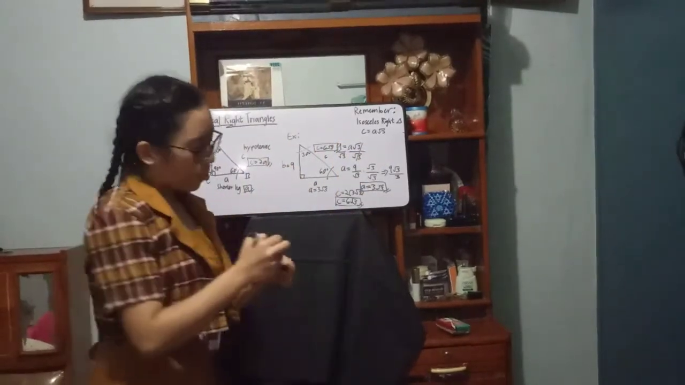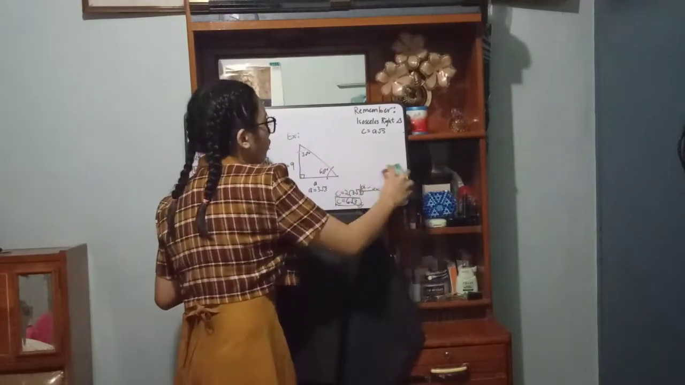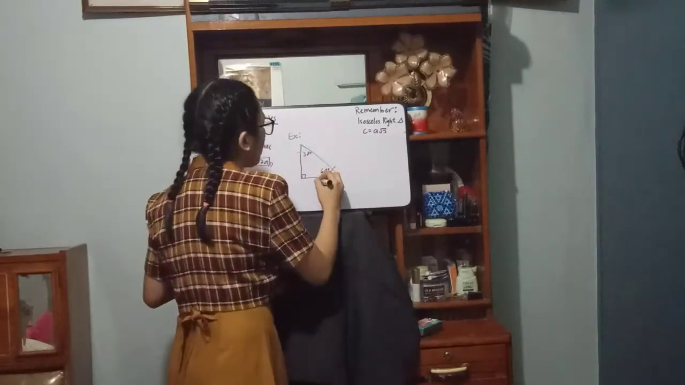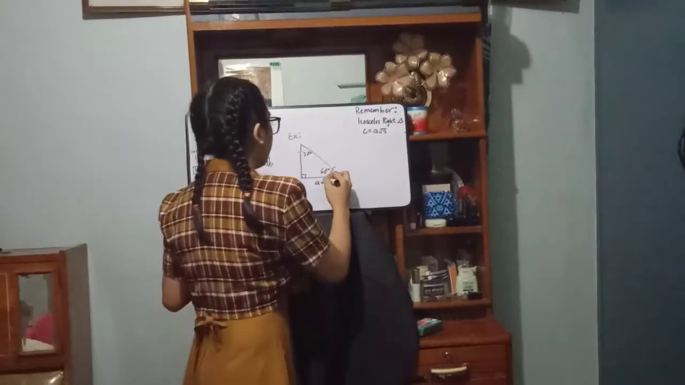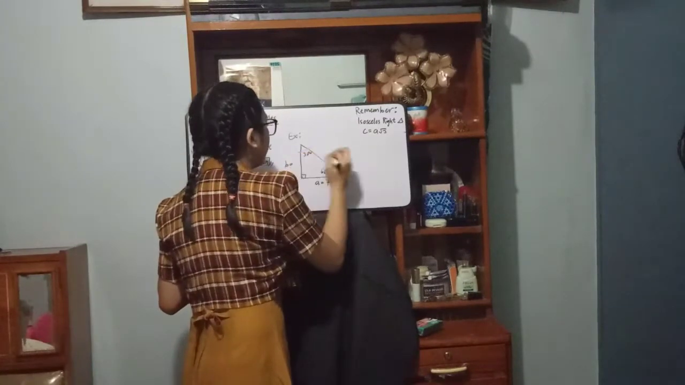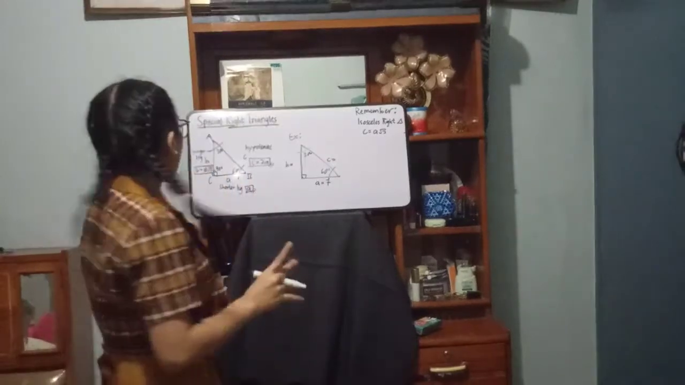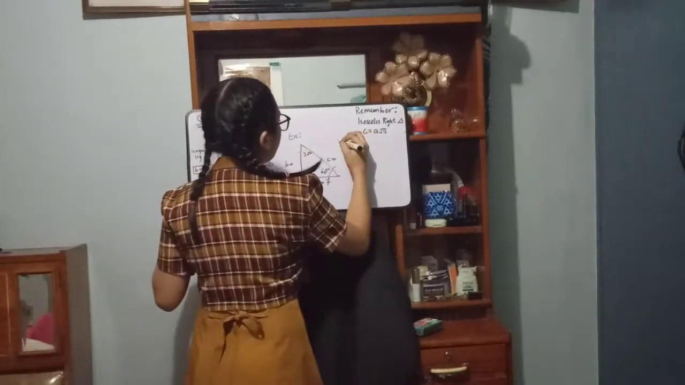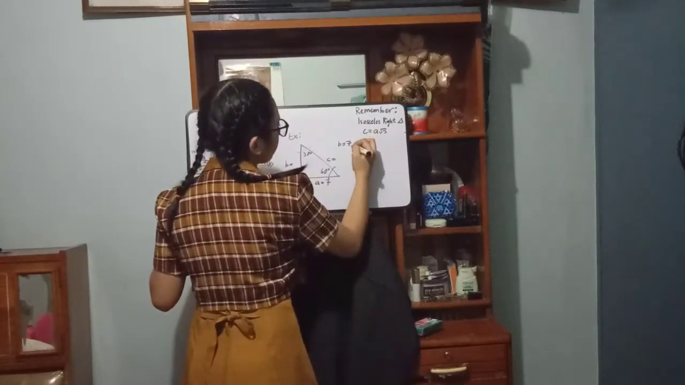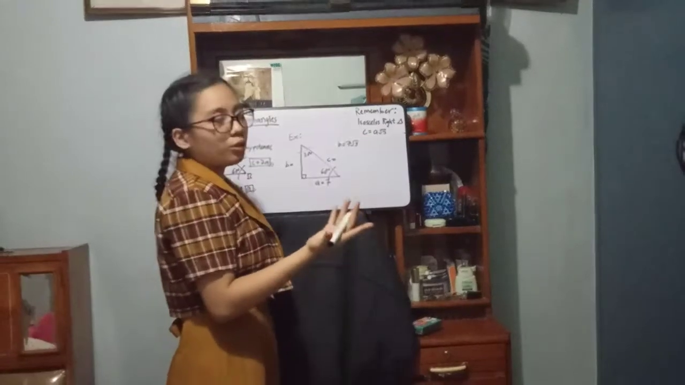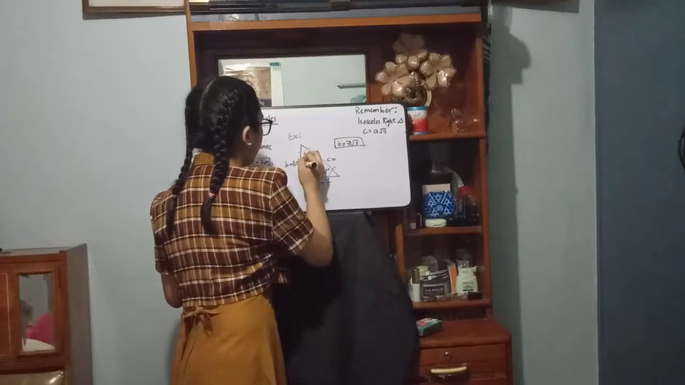Last example. In this example, the shorter leg is the only given value. So for example, our A here is equal to 7. Find B and find C. So I will solve the measurement of the longer leg first. So B is equal to A, 7, times the square root of 3. We cannot simplify it further, so this is our final answer: 7 square root of 3.